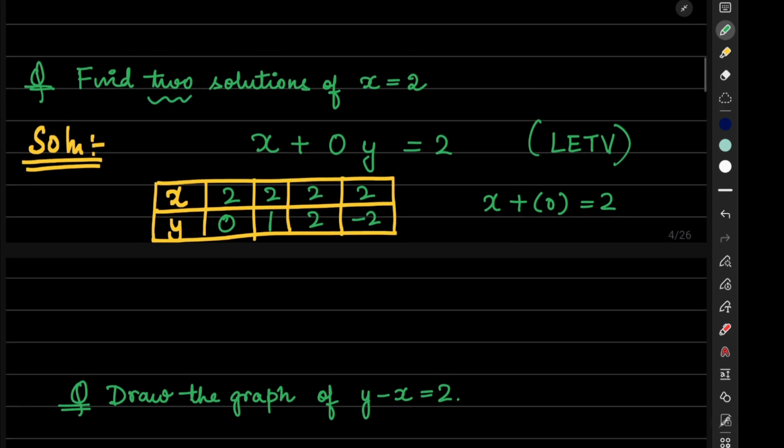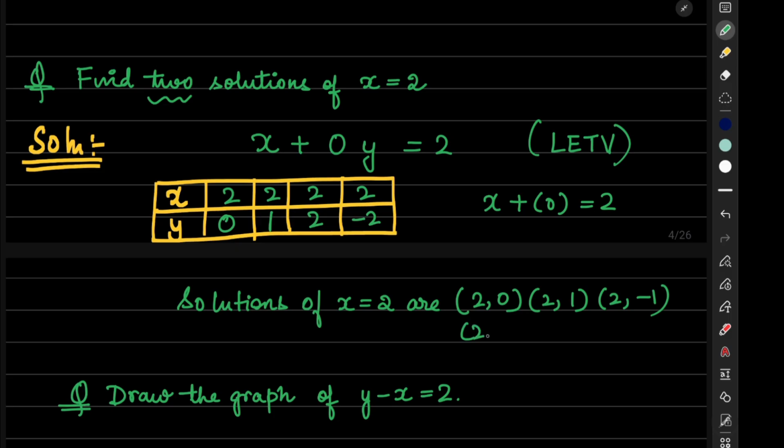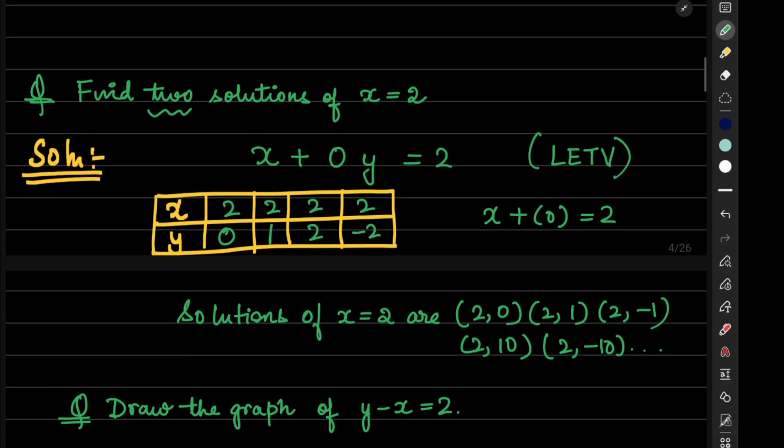You are asked only two solutions, but the final solutions you can just write like this. The solutions of x equal to 2 are 2 comma 0, 2 comma 1, 2 comma minus 1. Any value of y, whatever y value you take, x will always be equal to 2. So 2 comma 10, 2 comma minus 10, and so on. This is how you will be doing it.